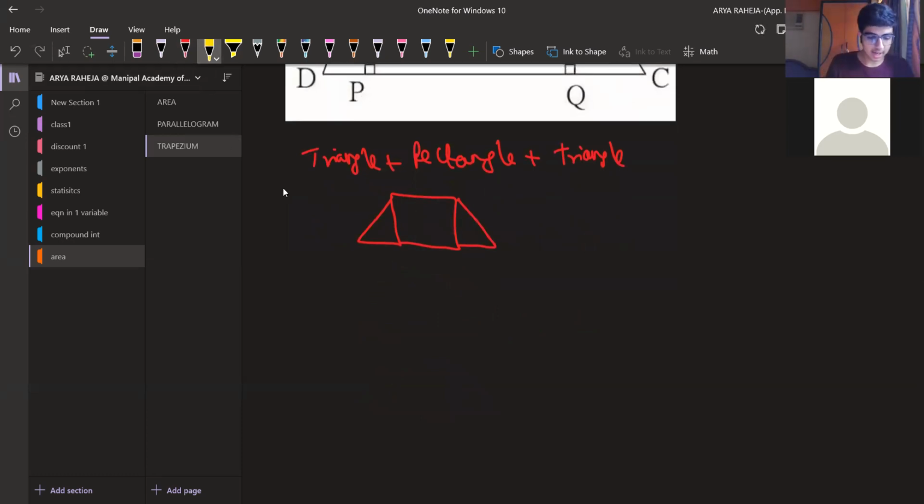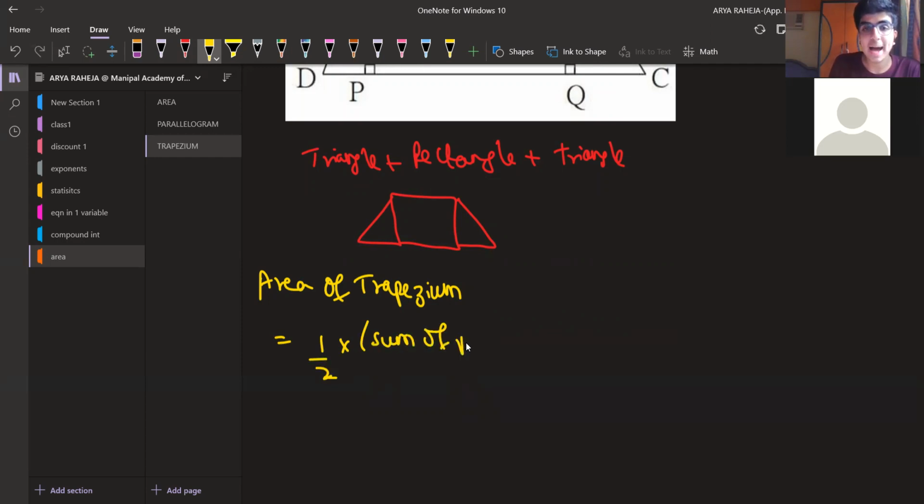So I'll make you all write that, and then I'll explain it. For now, just write the formula, and then I'll explain it right away. So area of trapezium is equal to half into sum of parallel sides into height. Just write this formula, and then I'll go on to explain it.